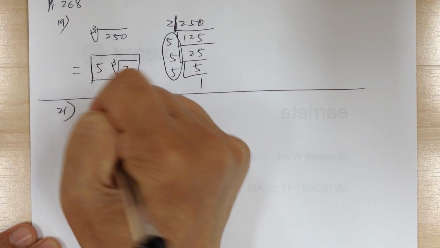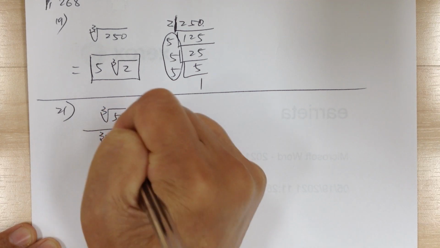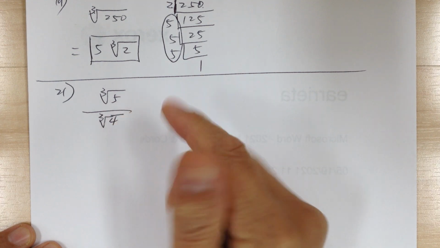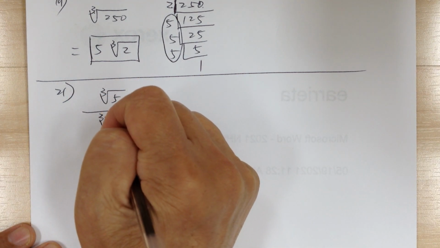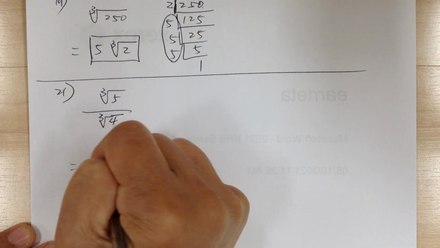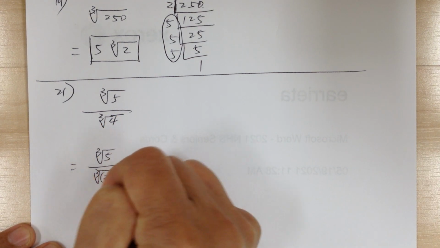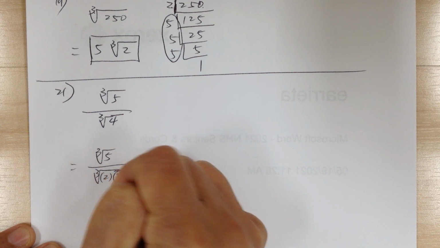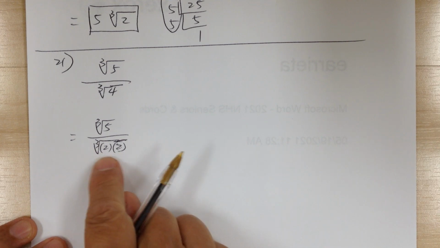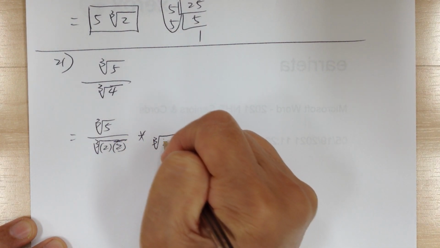Okay, so again, this is cube root of 5 over cube root of 4. So again, separate the top from the bottom. Now notice this, the bottom, the 4 is equal to 2 times 2, right? So this is cube root of 2 times 2. Okay. So cube root means you need to get 3 radicands. Now you got 2 of them, so you need to get 1 more. So you need to get 1 more cube root of 2.